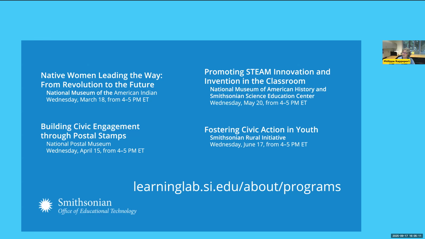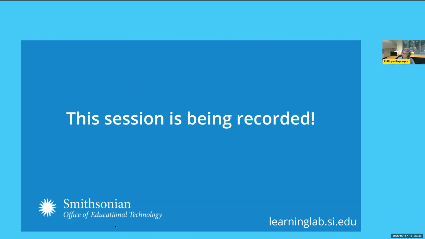As we get further into the spring, in March, we'll look at Native women leading the way. That's with the National Museum of the American Indian. The Postal Museum in April, building civic engagement through postal stamps. In May, promoting STEAM innovation and invention in the classroom. And then in June, fostering civic action in youth. You can find all of these programs and registration information at learninglab.si.edu. Then you would click on our educator programs page and you'll find the whole lineup there.